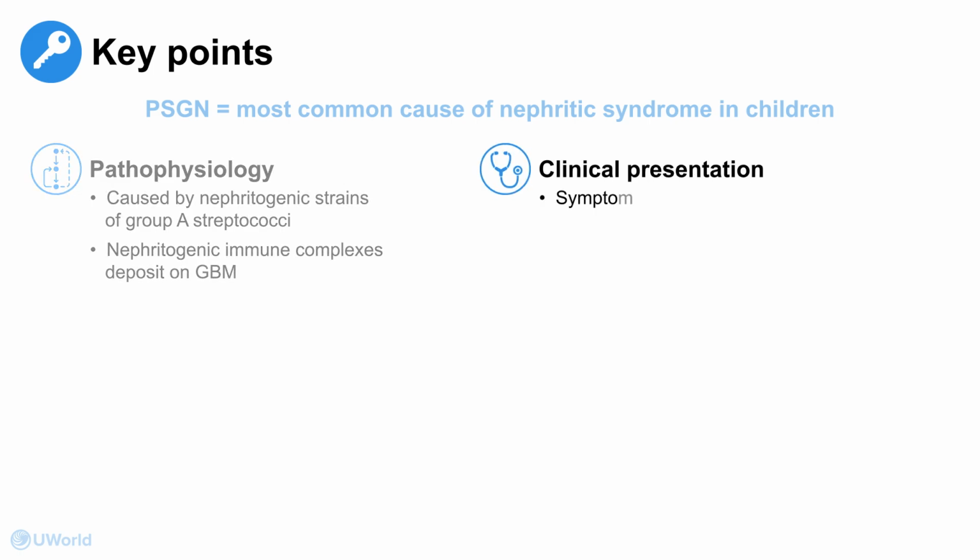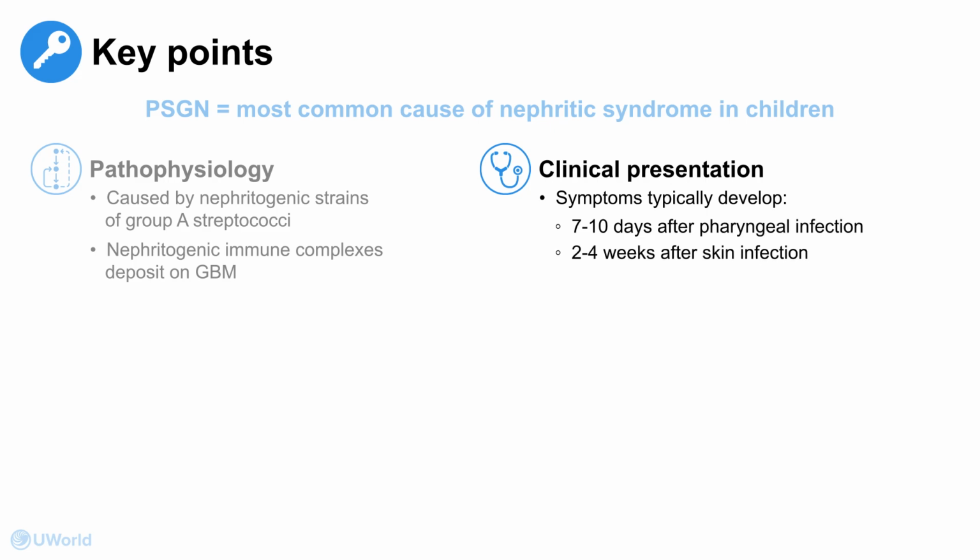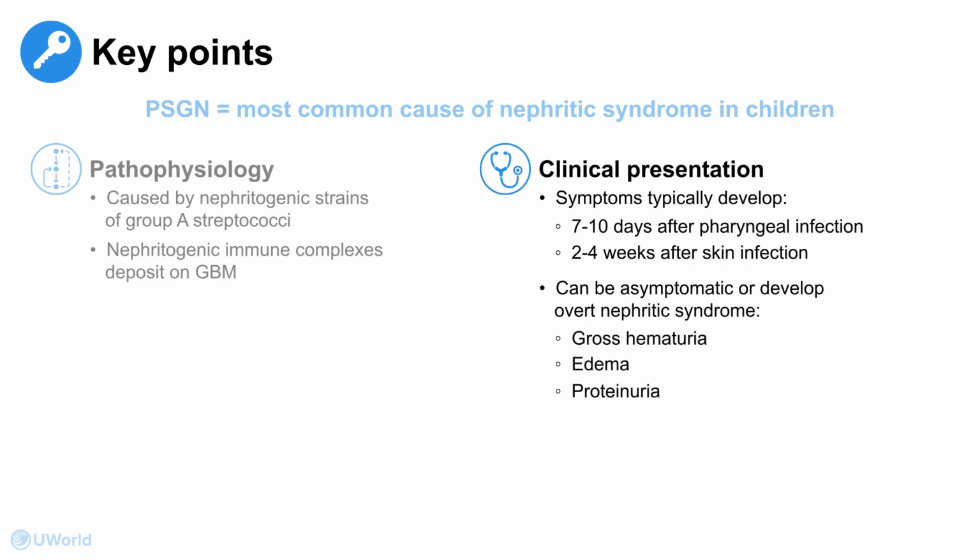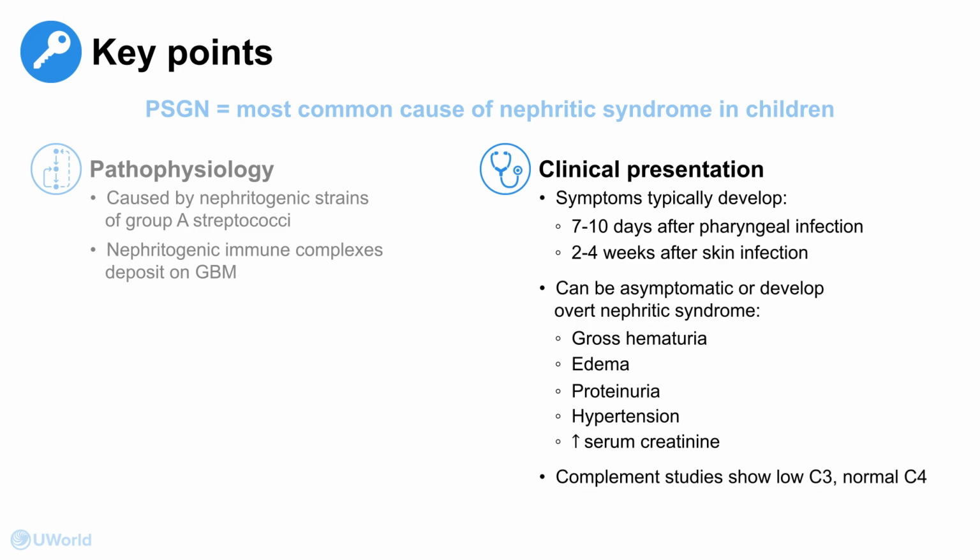Symptoms usually develop 7 to 10 days after pharyngeal infection or 2 to 4 weeks after skin infections. Many patients are asymptomatic with only microscopic hematuria, but others can develop one or more findings of overt nephritic syndrome, including gross hematuria, edema, proteinuria, hypertension, and increased serum creatinine. Low serum C3 and normal serum C4 levels are also characteristic.